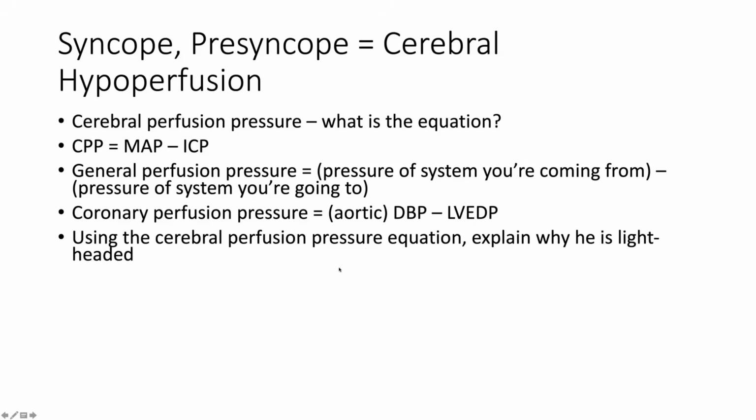Tell me, why is he lightheaded? Using the cerebral perfusion pressure equation, why does he get lightheaded when he stands up? He gets lightheaded because the MAP decreases and the intracranial pressure is high. Basically, the cerebral perfusion pressure decreases. I don't even know that I would say that ICP is high. The ICP is probably normal. But the point is that the ICP is unchanged. If the MAP decreases relative to the ICP, then your cerebral perfusion pressure is going to go down.